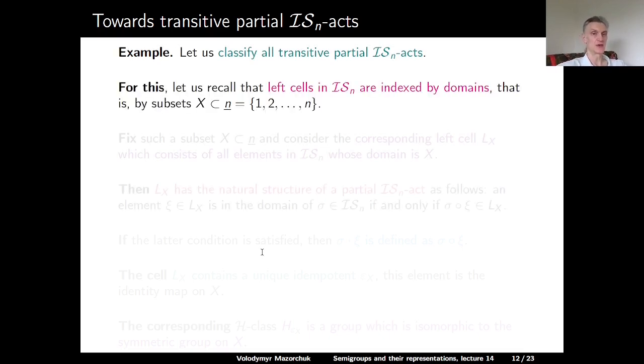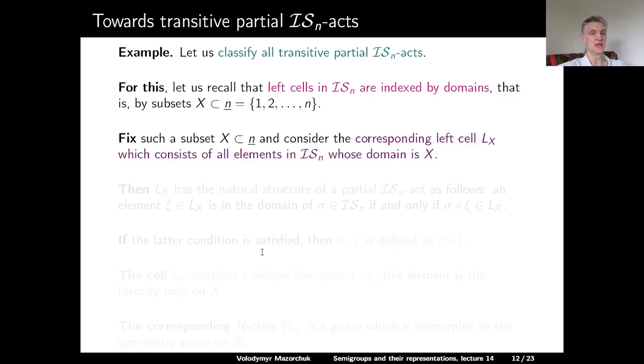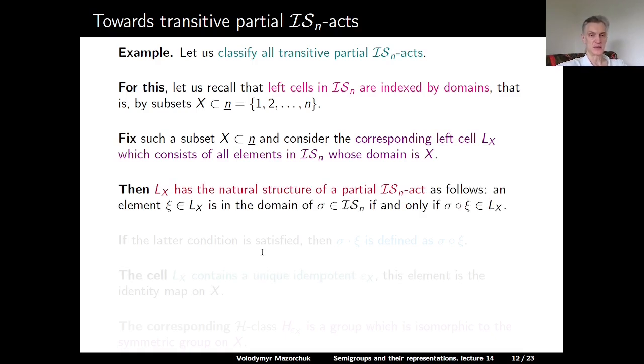For this, let us recall that left cells in ISN are indexed by domains, that is, by subsets X of the set 1, 2, and so on up to n, which we denote by n underlined. So we fix such a subset X and consider the corresponding left cell Lx, which consists of all elements in ISN whose domain is X. Then this left cell Lx has the natural structure of a partial act over our symmetric inverse semigroup ISN, and this is defined as follows.